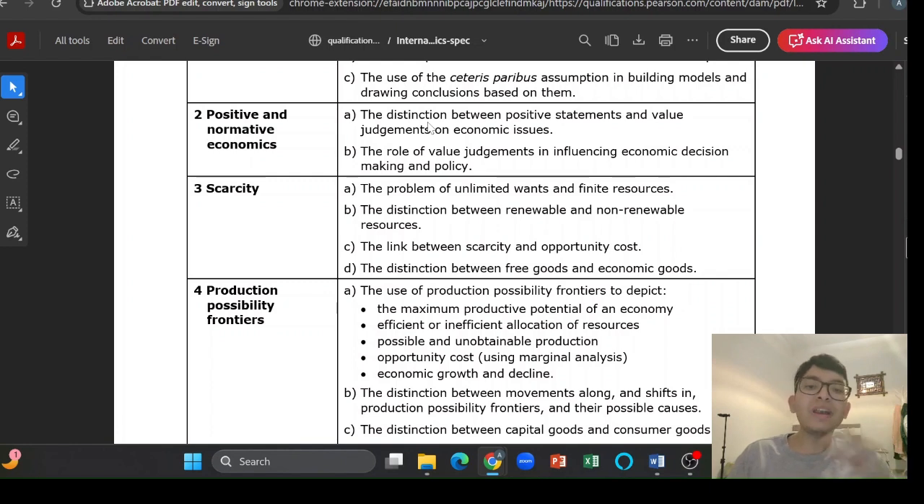Again, this is not a very important topic in which you will be assessed in the exam, but it's a good topic to gain more knowledge of economics and to be more well versed in the economic subject in general.